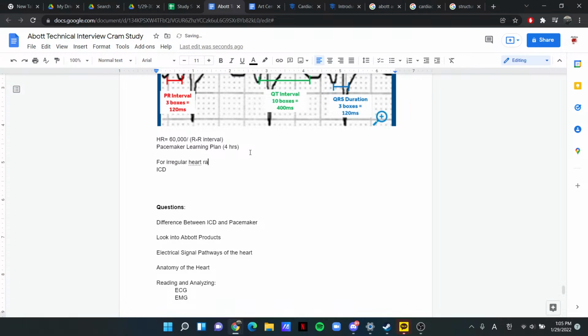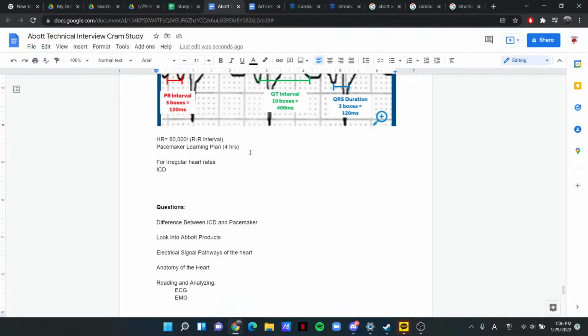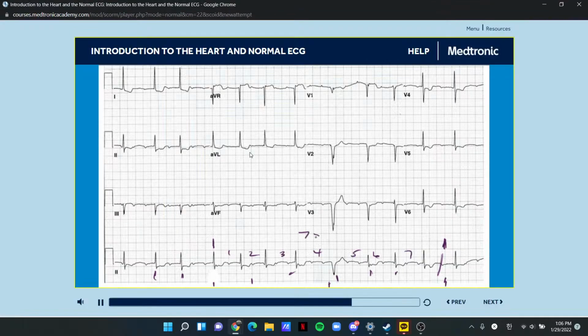Then count the number of R to R intervals. 1, 2, 3, 4, 5, 6, 7, and this is about a half. So the average heart rate in this strip right here is 75 beats per minute.